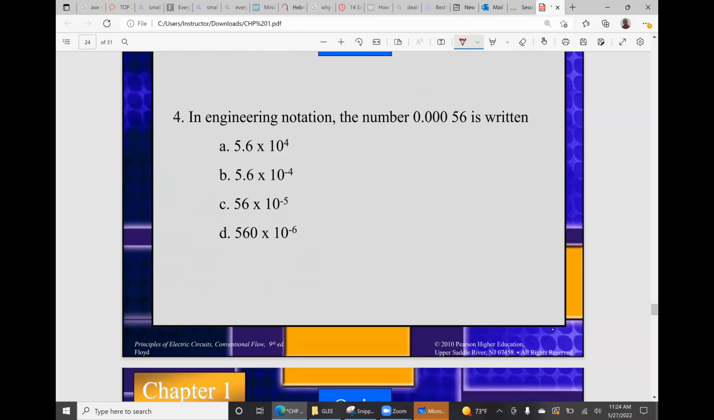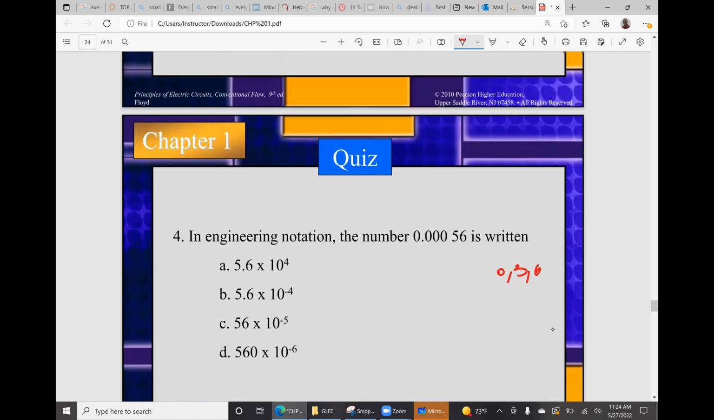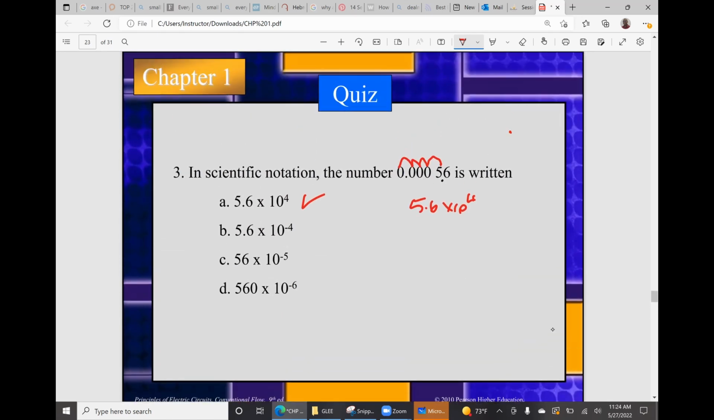In engineering notation, what is this one? Again, this is going to be 5. We need to have an exponent of 0, 3, 6, minus 6, whatever. So just a second, this is not correct. Since we are moving this forward, it's going to be negative. So this should be minus 4 and not positive 4. So this is not correct, this is correct.